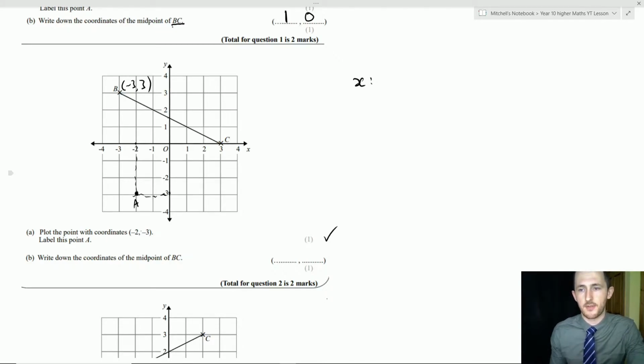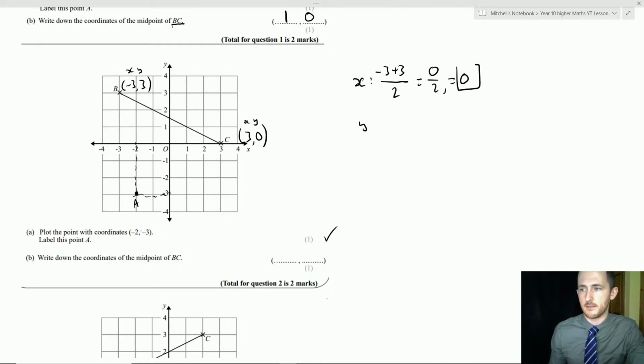Okay, -3 and 3, and C is 3 along the x-axis, and it's 0 up. 3, 0. So the x-coordinates, we add the coordinates together. So for B, that's x, that's y, that's x, that's y. We have -3 plus 3. And then we're dividing it by 2. What's -3 plus 3? Well, it's going to be 0 over 2. So the x-coordinate is 0.